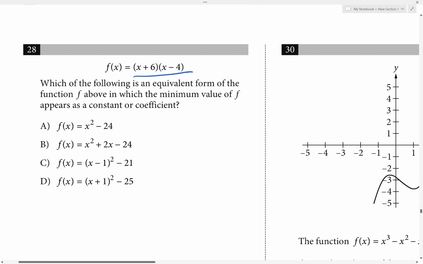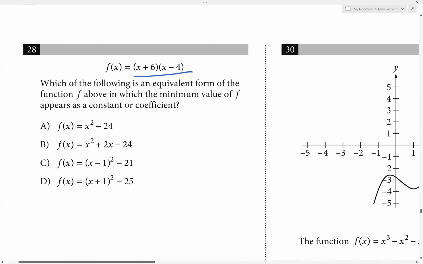So what does that mean? That means from the equation, we have to be able to tell what the minimum value of the function is. The minimum appears as a constant, so it should be a number by itself in the end, or a coefficient could be a number in front. But again, from that number we have to be able to tell what the minimum value is. So let's think about this. What they are looking for is the minimum value of the function.